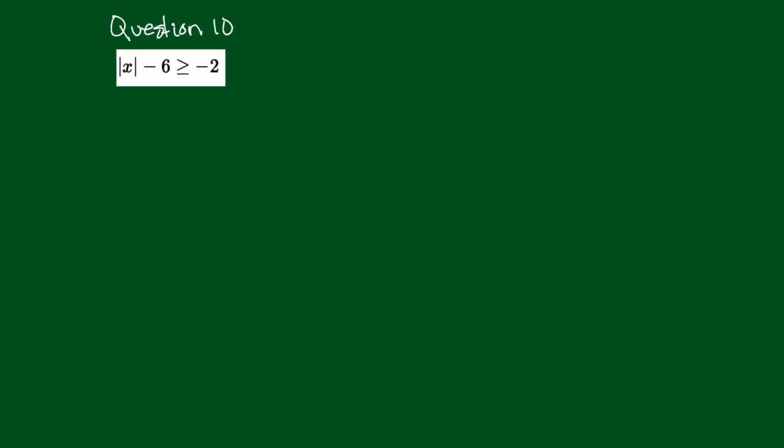Now here is an inequality, a greater than inequality involving an absolute value. So this is going to be a little different than the equation shortcut and the less than shortcut that we did in the previous problem. Now, first up, let's eliminate the 6. I'm going to add 6 to both sides. So I'll get the absolute value of x is greater than or equal to, adding 6, negative 2 plus 6 is a 4.